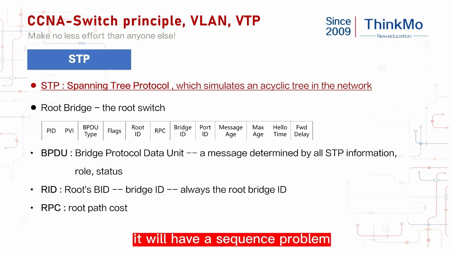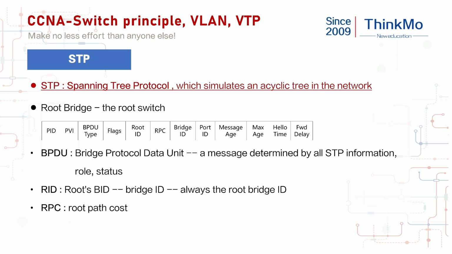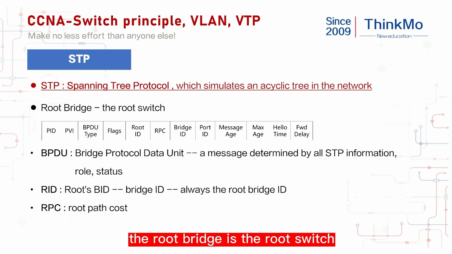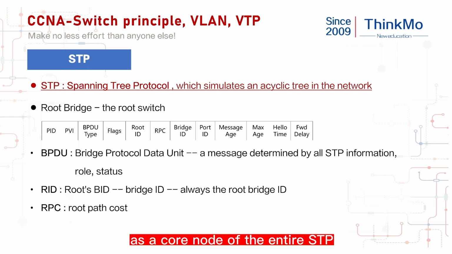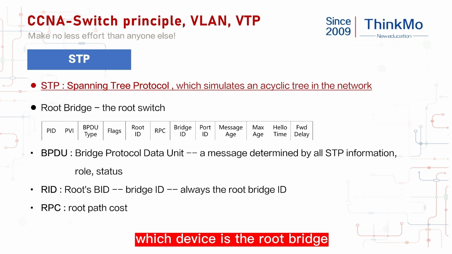It will have a sequence problem. A tree must first have a root. The root of the tree is called the root bridge in STP. Bridge means switch, so the root bridge is the root switch. It is the core node of the entire STP. In an environment, which device is the root device? Which device is the root bridge?